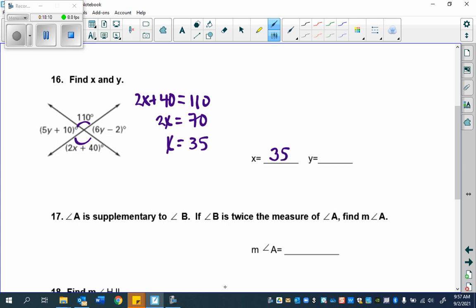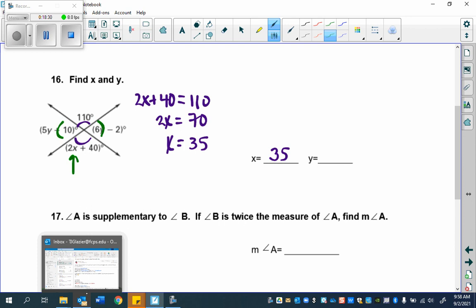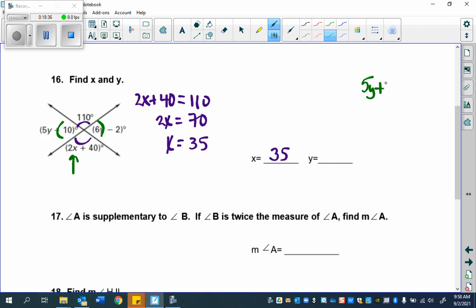So now I can use that in supplementary angles if I wanted to do any of this math involving my x value that I just solved for. Or I could go ahead and put my vertical angles equal to each other. You have a couple different choices when it comes to how you want to solve for y. I'm going to go ahead and set 5y plus 10 equal to 6y minus 2, because to me adding 2 to each side and subtracting y from each side was super fast, so y has a value of 12.